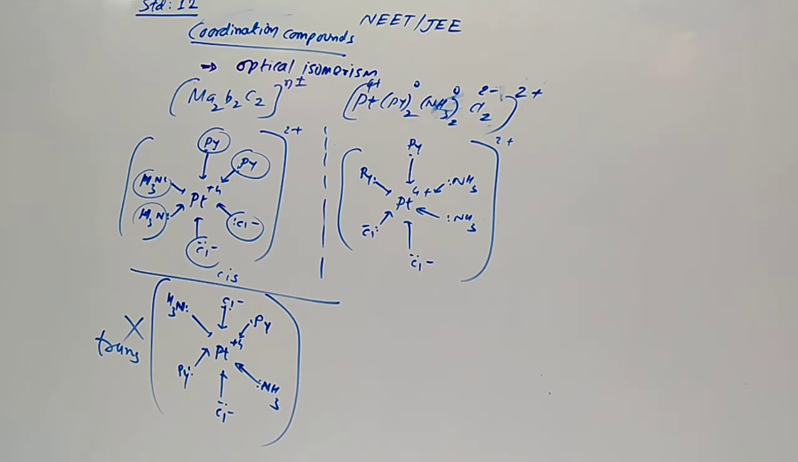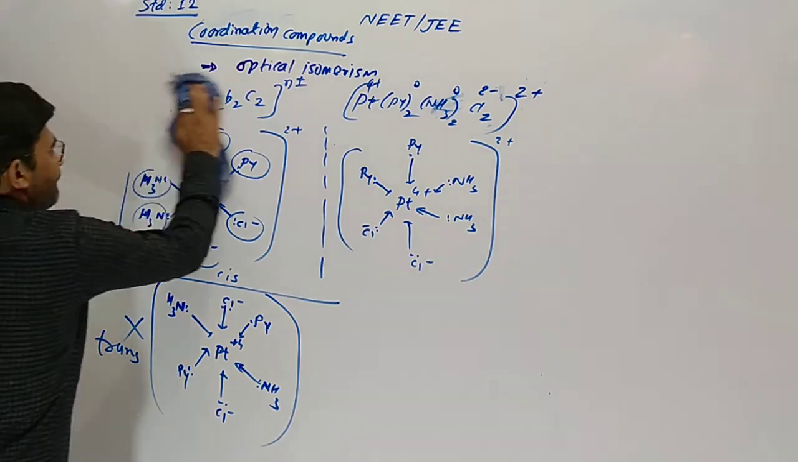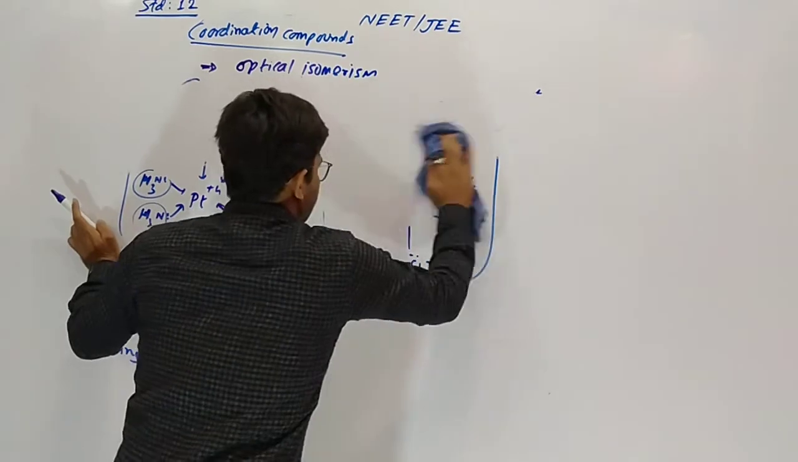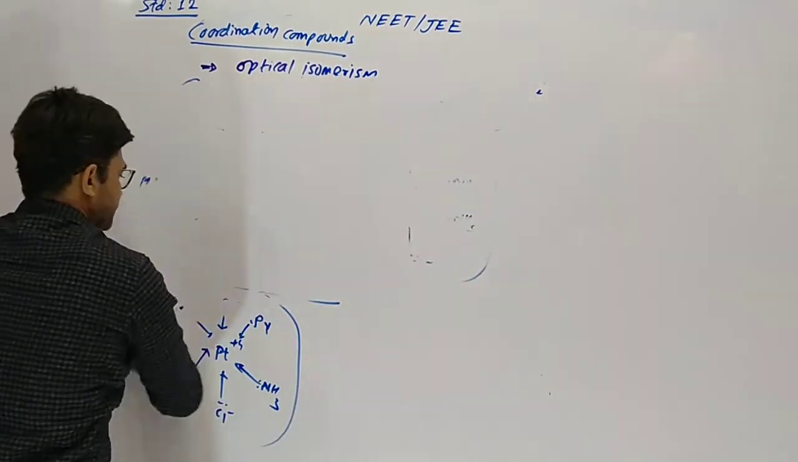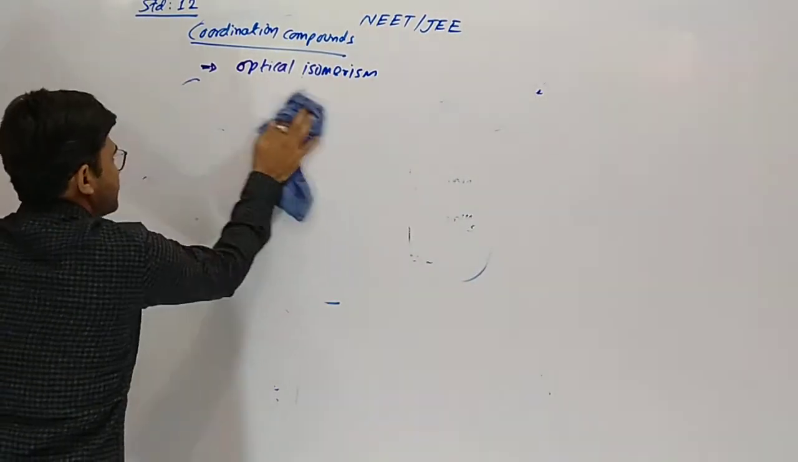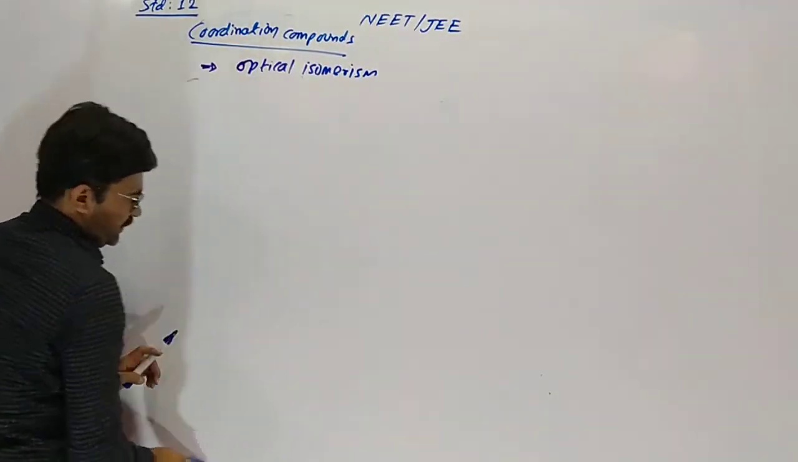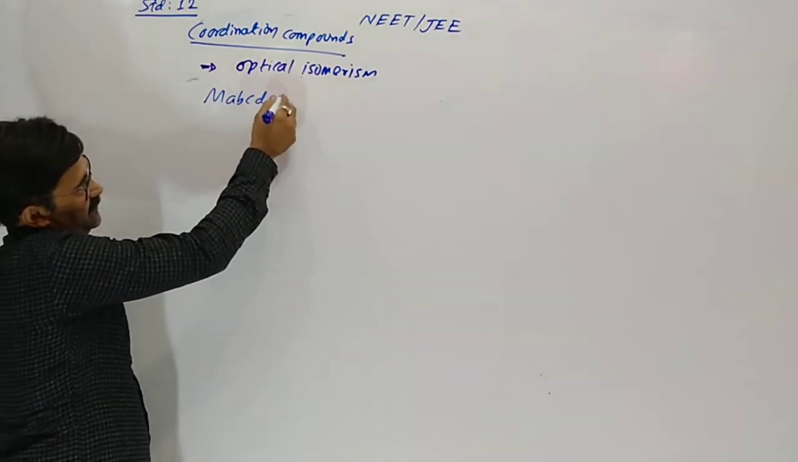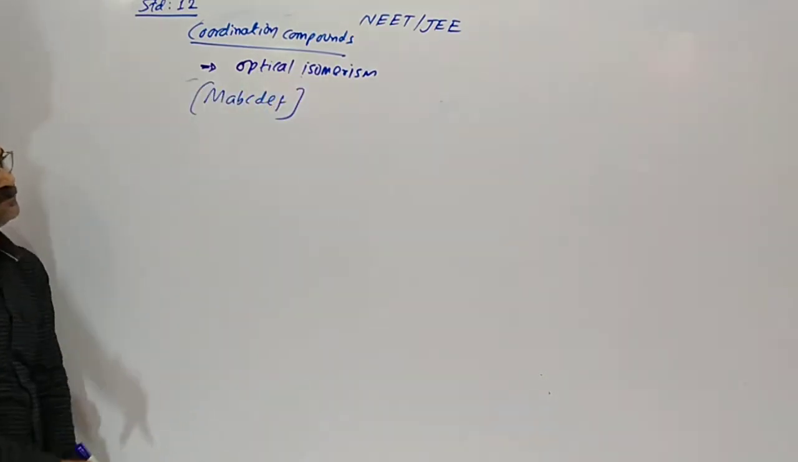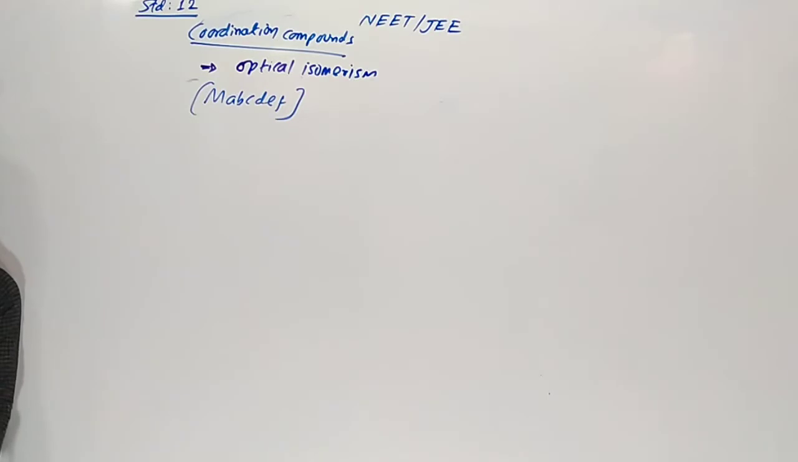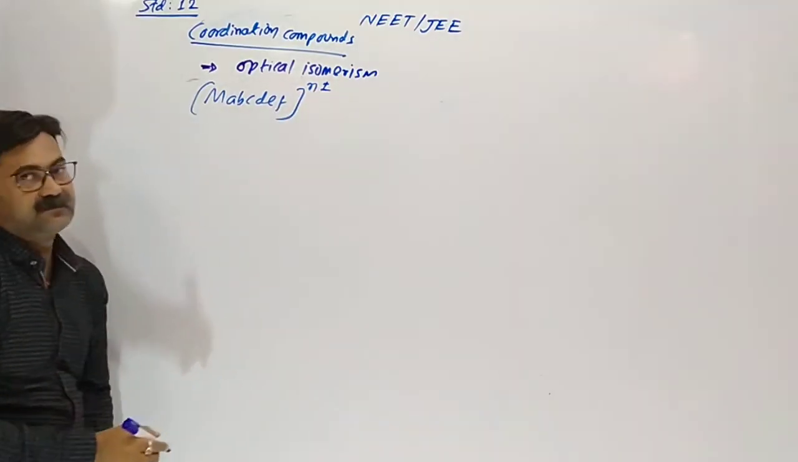Now what about these 6 ligands, all monodentate, and all 6 different? We are going to look at it, which is exceptionally optically active. A, B, C, D, E, F: there are 6 monodentate ligands and all the 6 are different.